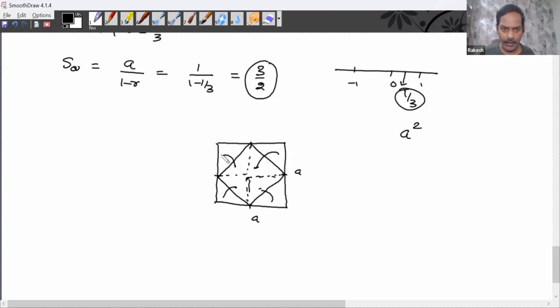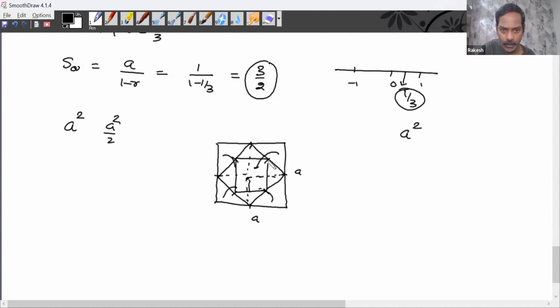So the area of the larger square is included both inside and outside, and the inside square area is equal to the area of the outer side. So we can say that if this is a square, then the area of the inner square would be half of it. Fair enough, right?